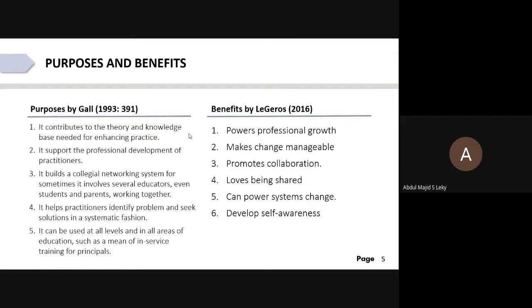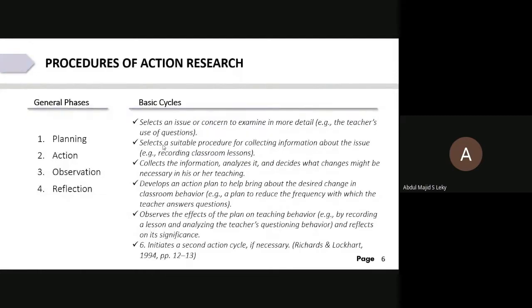And then the sixth, it can develop self-awareness. So basically, the benefits of classroom action research are to develop self-awareness and develop our professional field. So the next slide is about the procedures of action research.